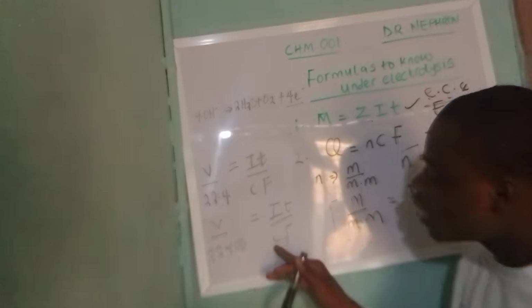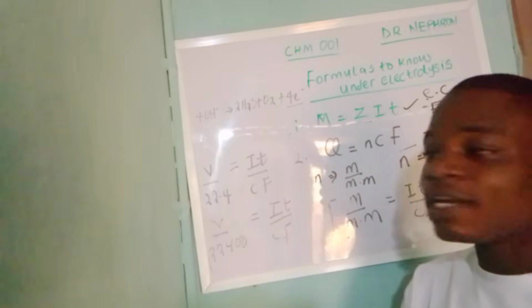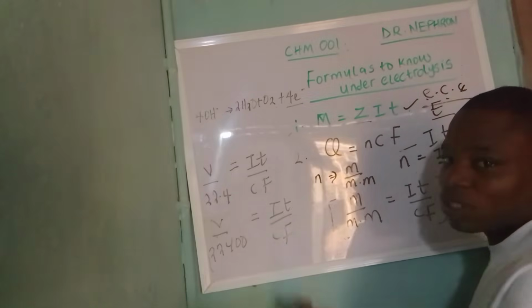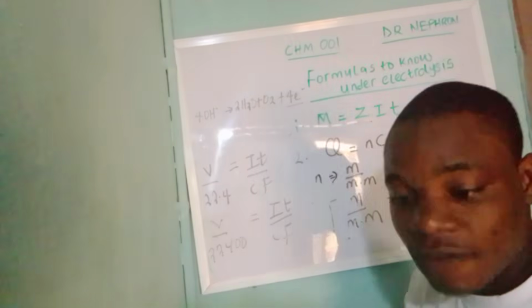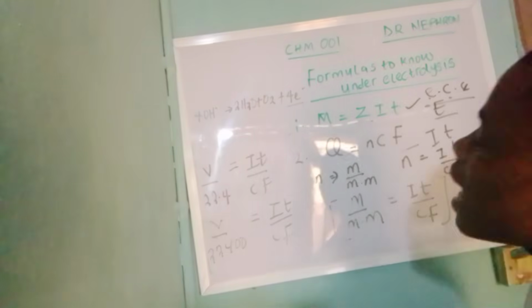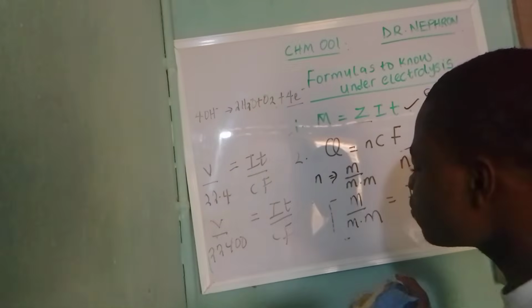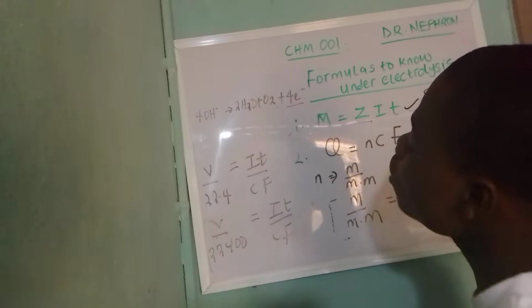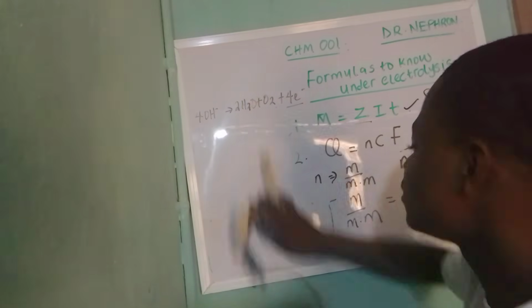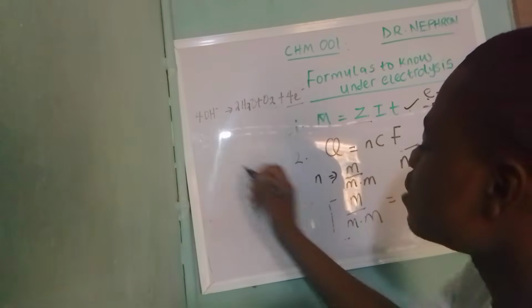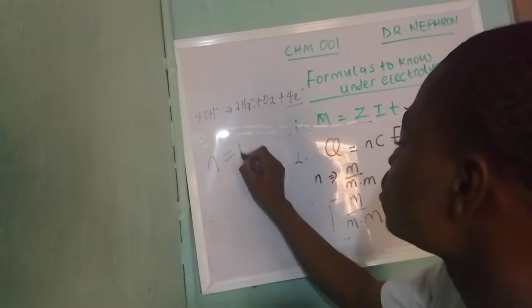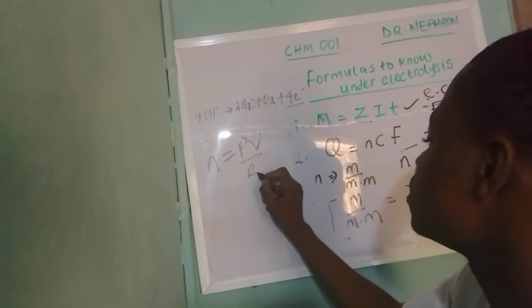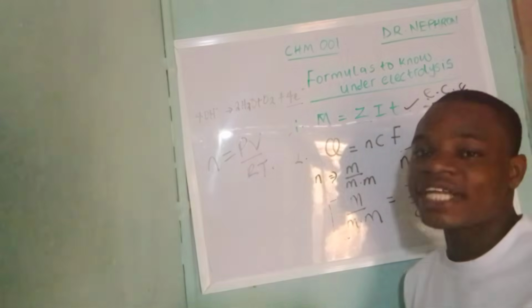What do I call C for you? The charge carried by the element. What do I call F for you? The Faraday constant. Now, the last one that they can give you is when they express the number of mole as this. Don't forget that number of mole equal to what? PV over RT.